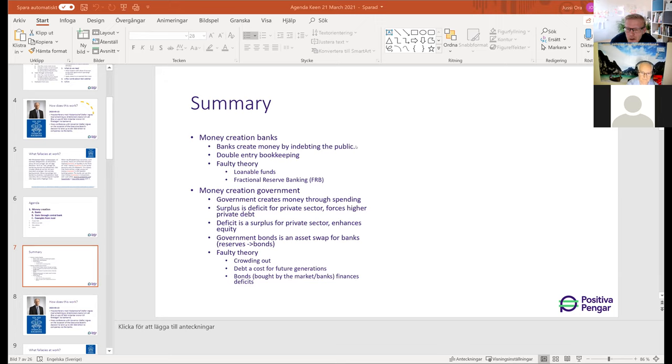Government bond is an asset for banks. It swaps reserves to bonds. And the fourth theory here is crowding out, as you said, because I think that Mankiw, the textbook, said that if you take away money from the private sector, that will enhance competition. It will be more expensive for the private sector to borrow. But actually, it's the other way around. So deficit from government is actually crowding in.